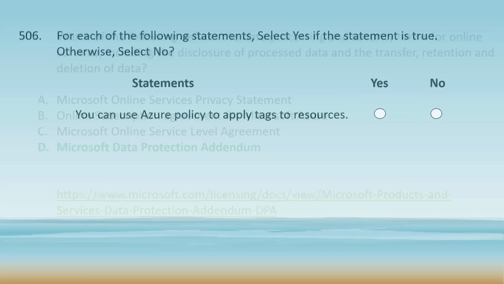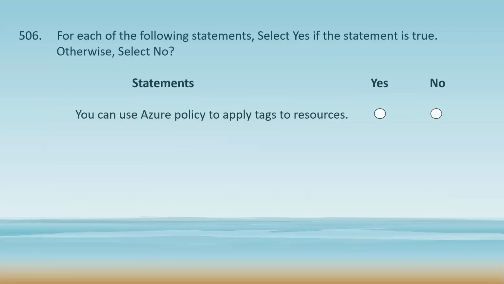Question number 506. For each of the following statements, select yes if the statement is true, otherwise select no. And folks, the first statement is, you can use Azure Policy to apply tags to resources. This is a correct statement. Azure Policy can enforce tag rules by requiring that new resources include specific tags, and with the new modify effect and a remediation task, you can also apply tags to existing resources.